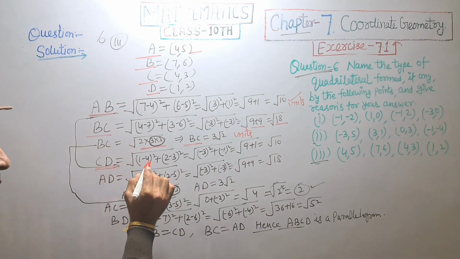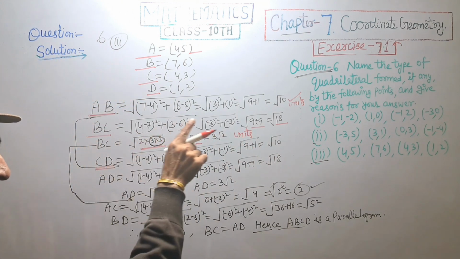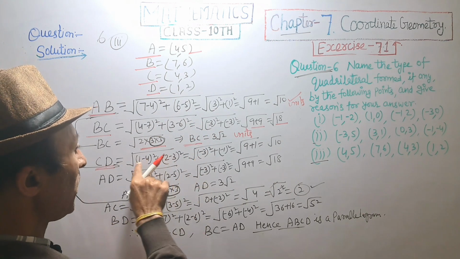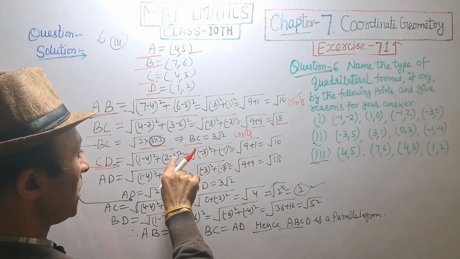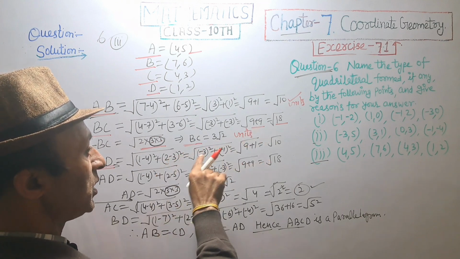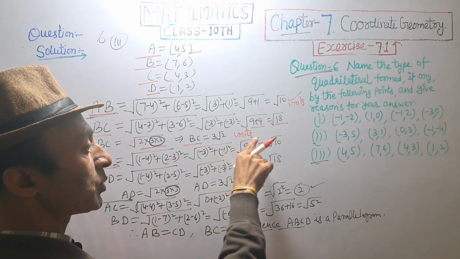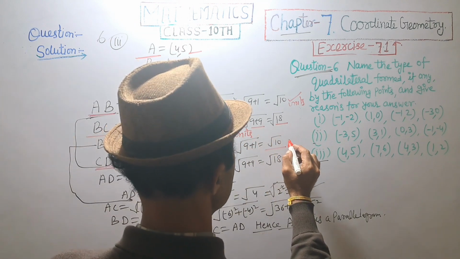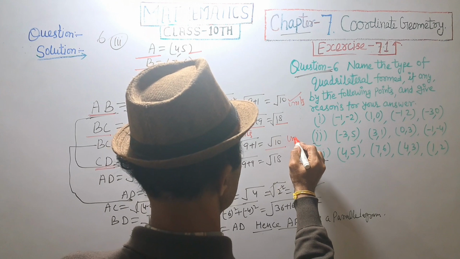And CD, same process, by distance formula, x2 minus x1 square plus y2 minus y1 square is equal to 4 minus 1 is 3 square, but 3 minus 2 is 1 square. 3 square is 9 plus 1 square is 1. 9 plus 1 is root 10 units.